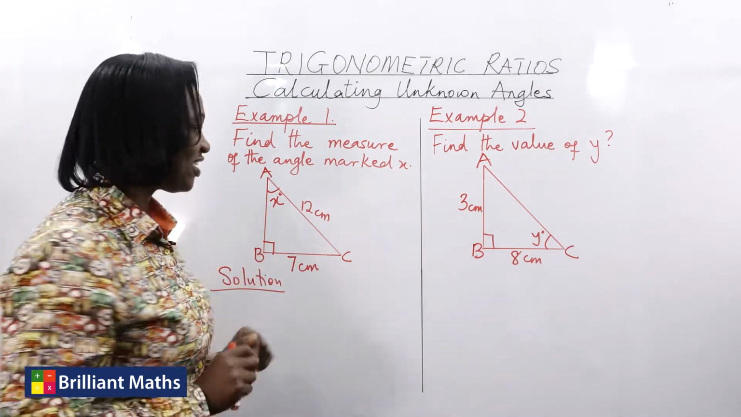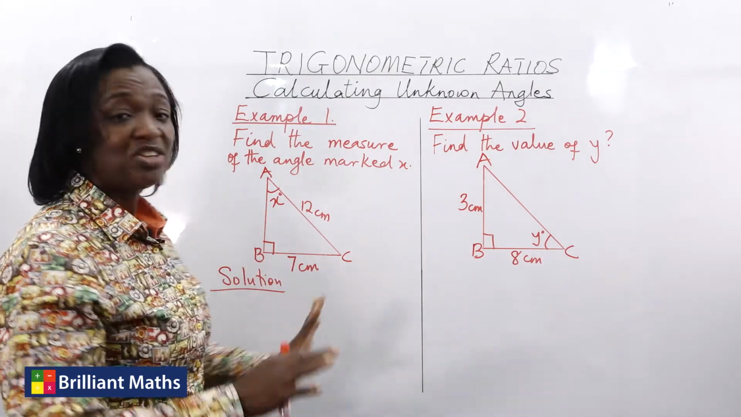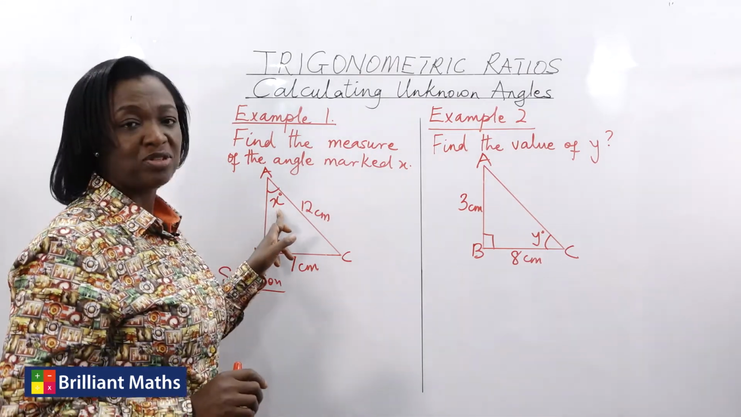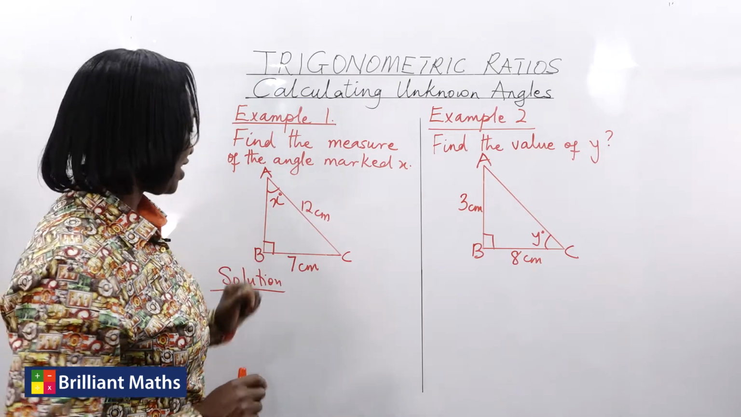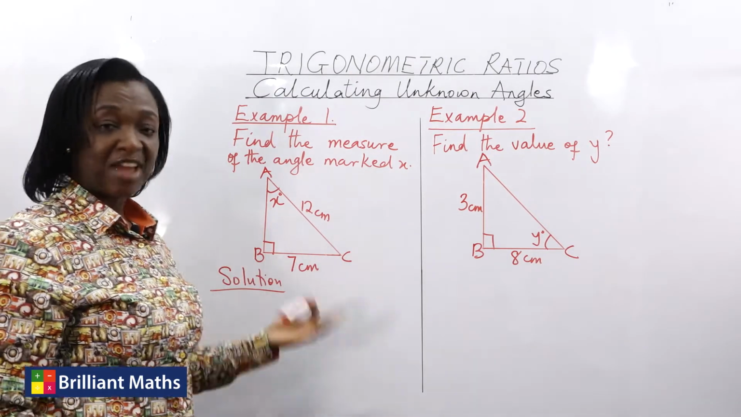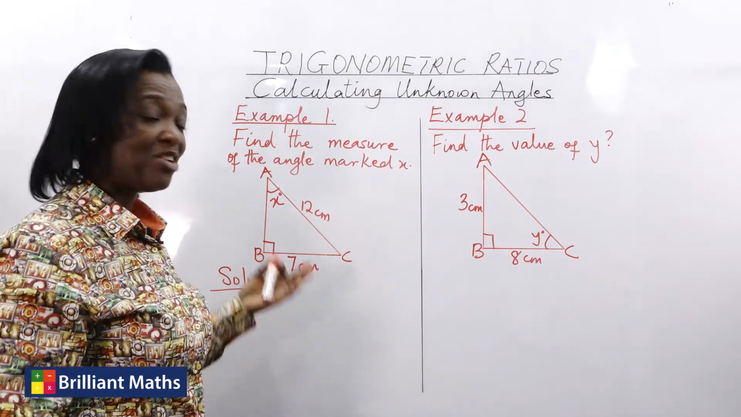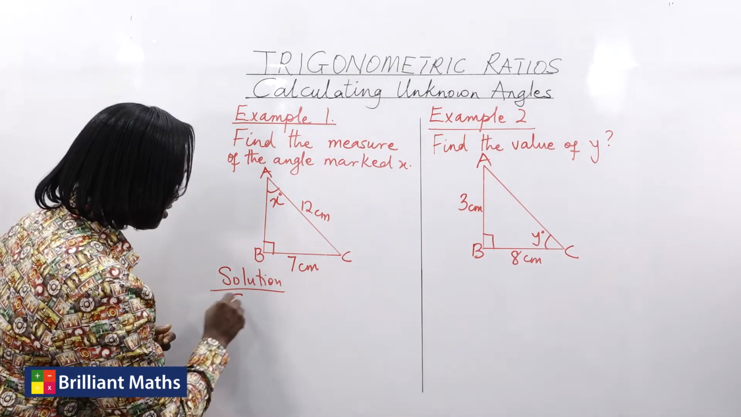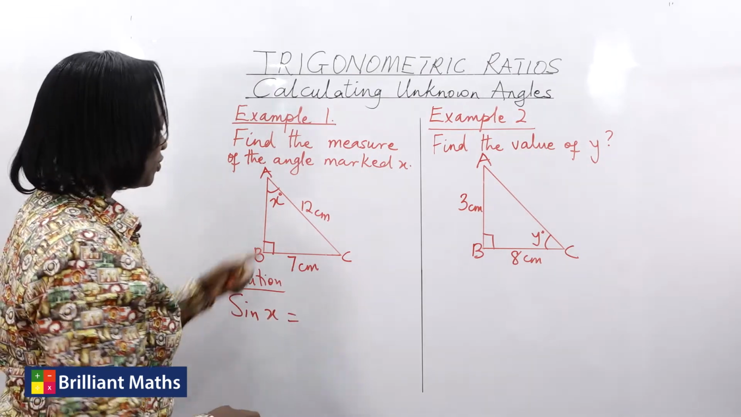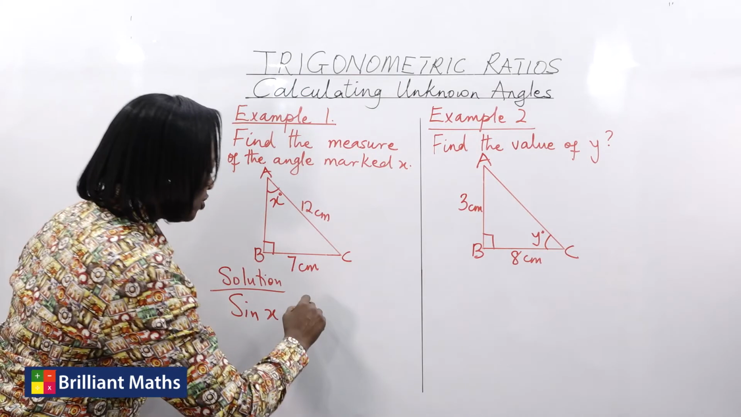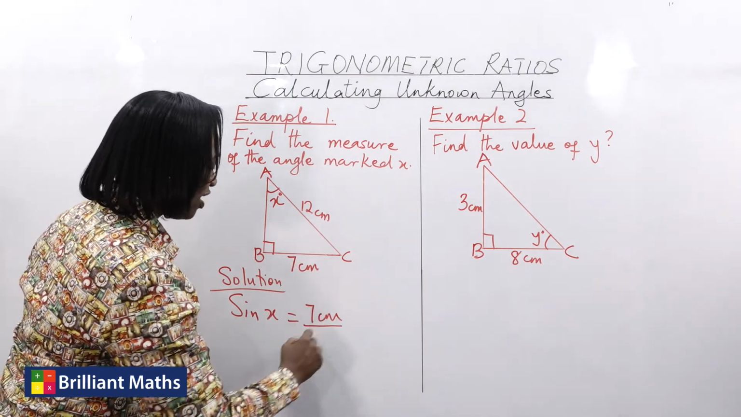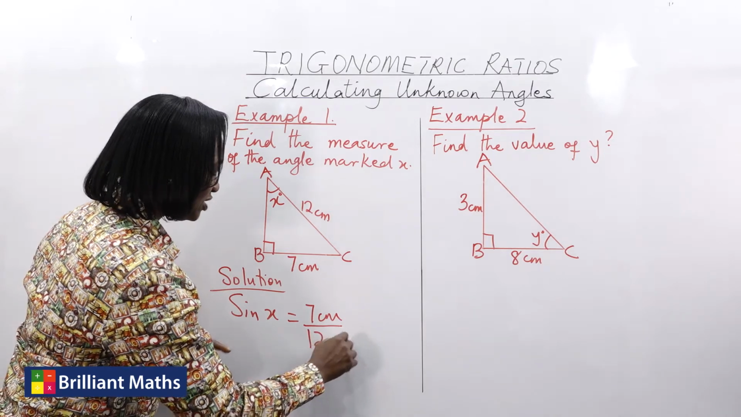So here is the trick. Look at the sides you've been given and see how they are related to the angle you are supposed to find. So we have angle x. We have the hypotenuse, and we have the opposite. So definitely we're supposed to use the sine ratio. So sine x is equal to opposite over hypotenuse, which is 7 centimeters over 12 centimeters.